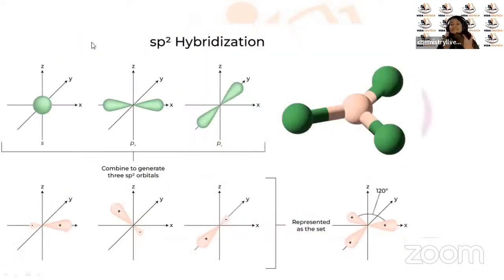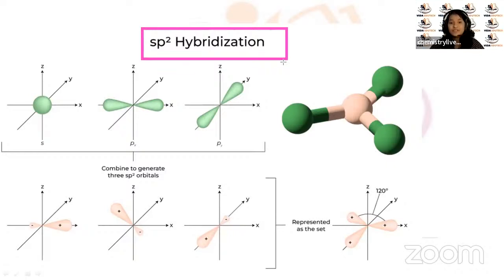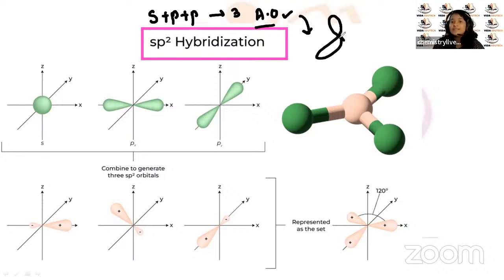Let us go ahead and see the next type of hybridization. The next type of hybridization that we are going to see, children, is your sp2 hybridization. So as we can see from here, in sp2 we are having 1s and 2p, right? So total 3 atomic orbitals. So how many hybrid orbitals are we going to get? We are going to get 3 hybrid orbitals like this. This one is your sp2 hybrid orbital.